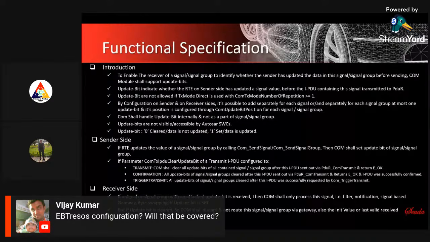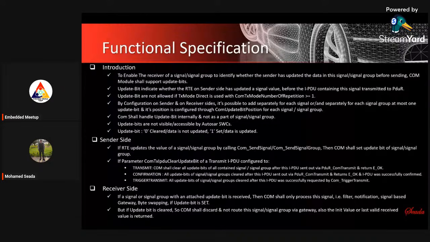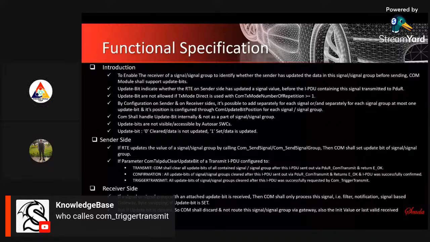We also have another question from Knowledge Base. They are asking about the caller of the COM trigger transmit. It's going to happen from the application: Com_SendSignal, Com_InvalidateSignal, Com_SendSignalGroupArray. Anything is going to happen through the RTE.